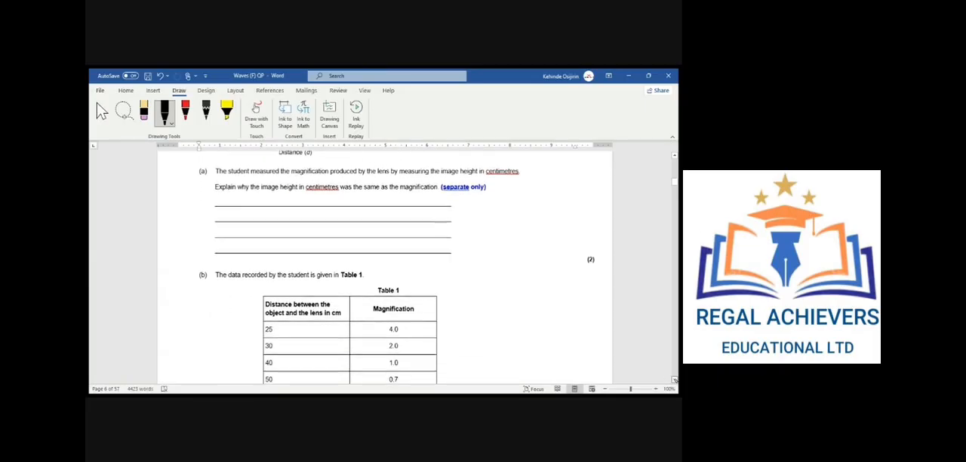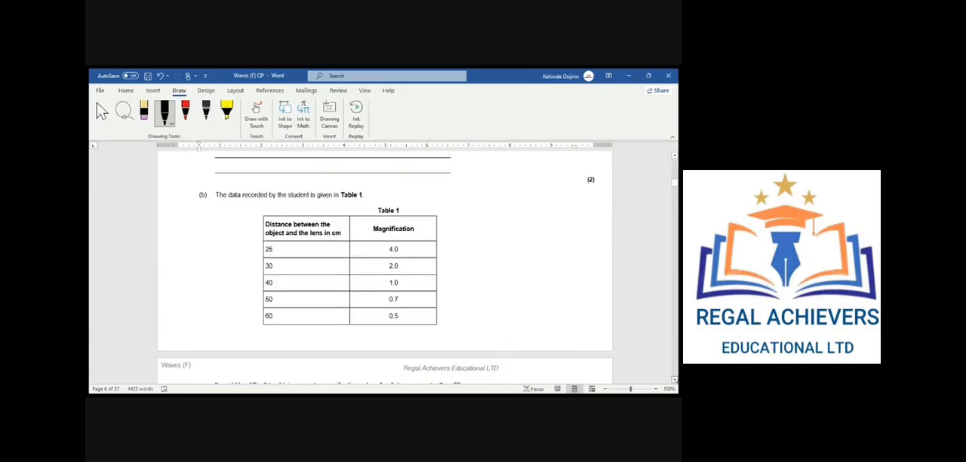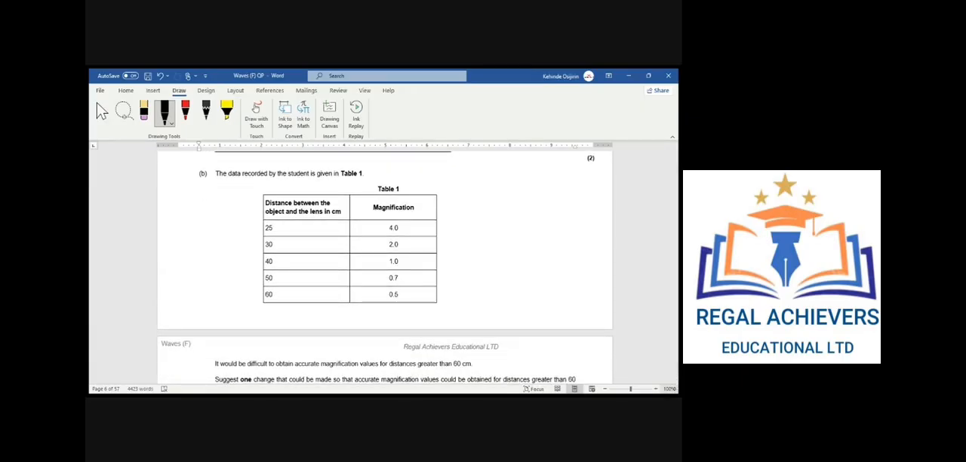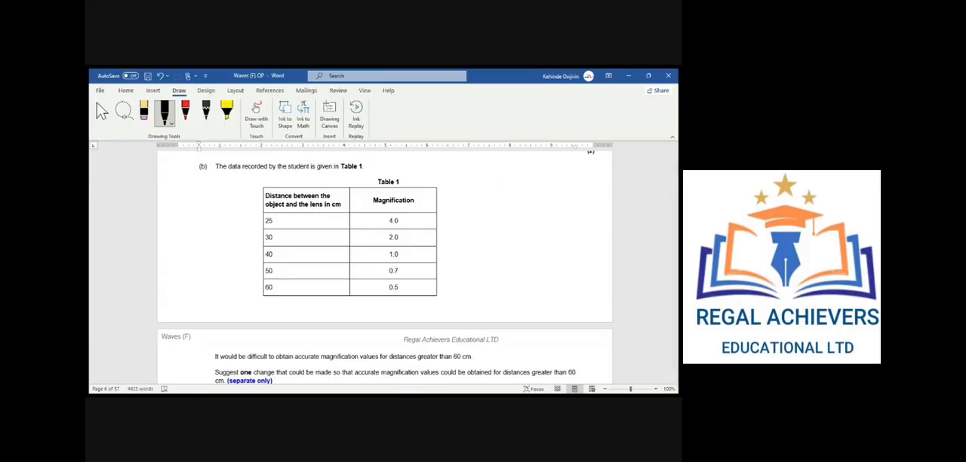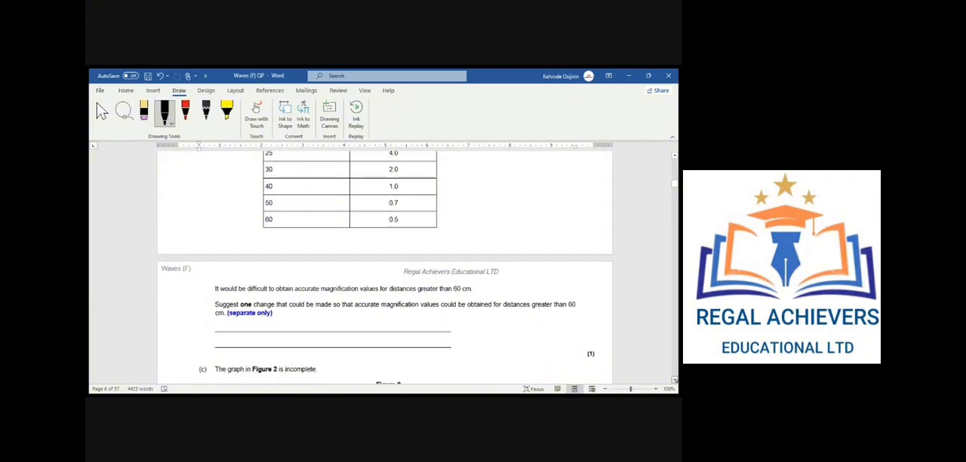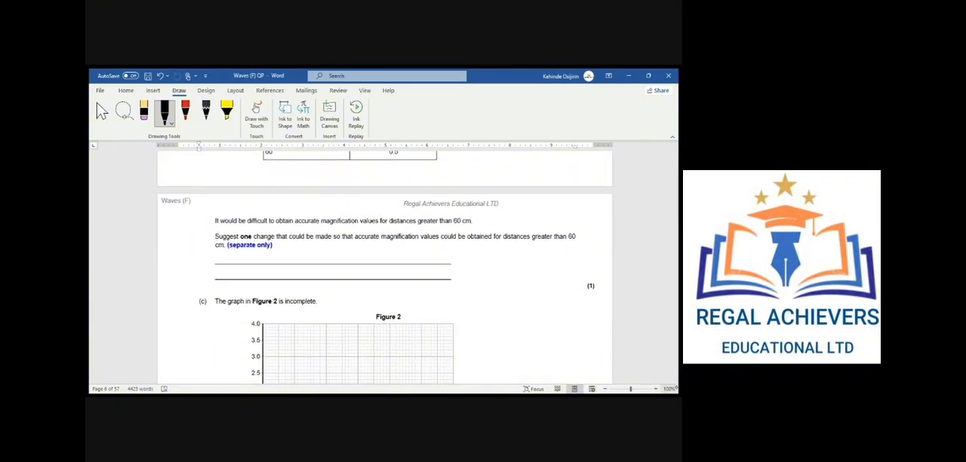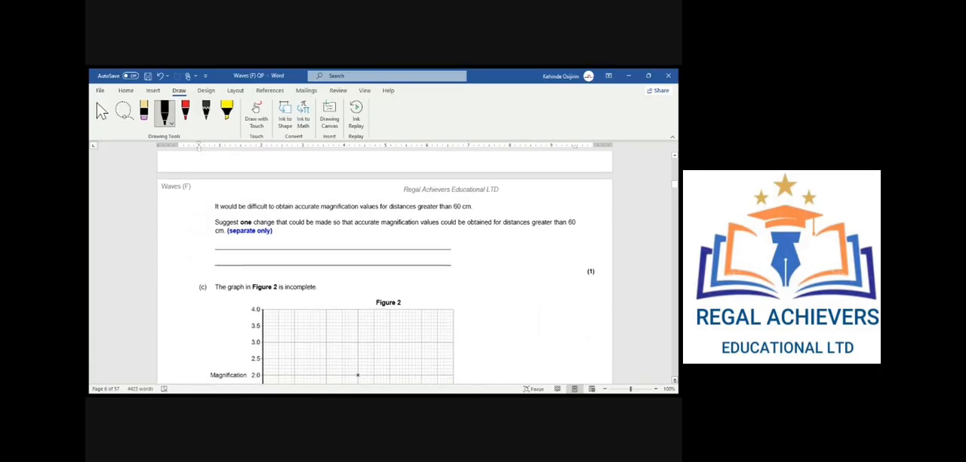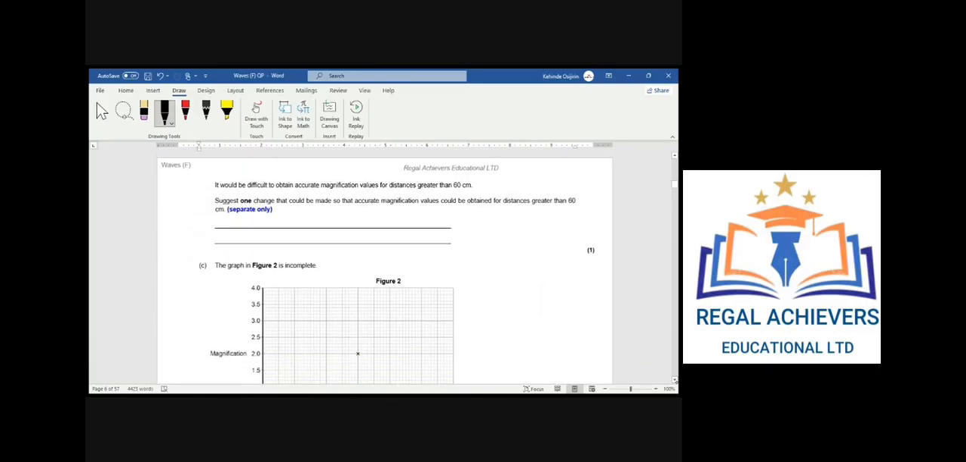The next one says the data recorded by the student is given in table 1. You can see the table 1, the distance between the object and the lens in centimeter, and at the same time, we have the magnification. So let's move on. It will be difficult to obtain accurate magnification values for distance greater than 60 centimeters. What one change could be made so that accurate magnification values could be obtained for distance greater than 60 centimeters? One of the things they can do is use a taller object, or you can use a microscope as well. Either of the two can actually help out.